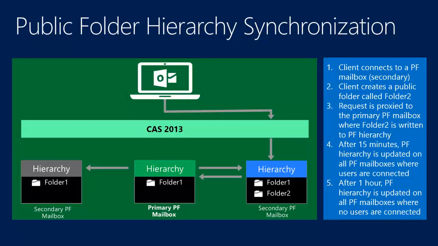On the right-hand side, it proxies the request because the request was from this mailbox, from this public folder mailbox. So it must be immediately available, of course, for this user. Otherwise, the user would create a public folder and it would be gone. Yeah? So it proxies the request, and then it gets the hierarchy update from the primary mailbox, and then, of course, it's in the hierarchy.